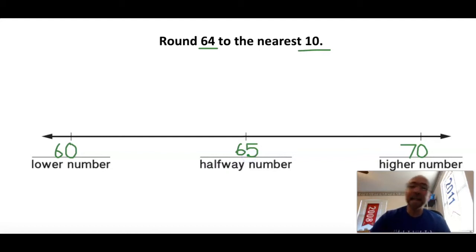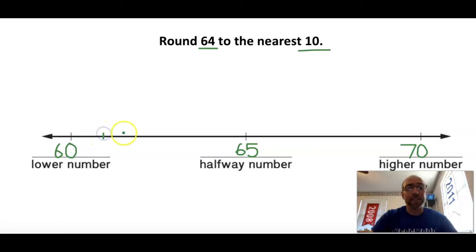So now I know that 64 comes between 60 and 70. And I also know that 65 is the halfway number, the number in the middle. But where would 64 fall on my number line? We need to make a tick mark for 64. Well, I know 64 is going to be close to 65.